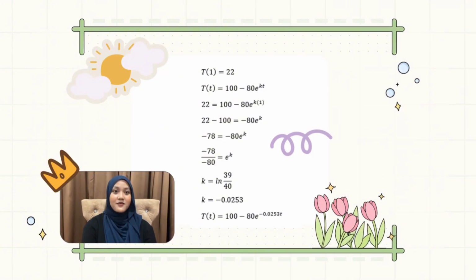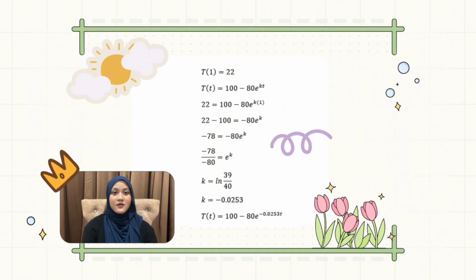Now let us determine the value of k, which is the rate constant in our equation. From the problem, we know that at time t equals 1 second, the temperature of the metal bar is 22 degrees Celsius. Substitute this into the equation. The temperature at time t equals 100 minus 80 multiplied by the exponential of k times t. We can write 22 equals 100 minus 80 multiplied by the exponential of k times 1. Next, we simplify this equation. Subtract 100 from 22, which gives negative 78.